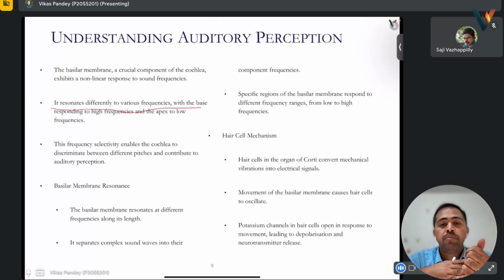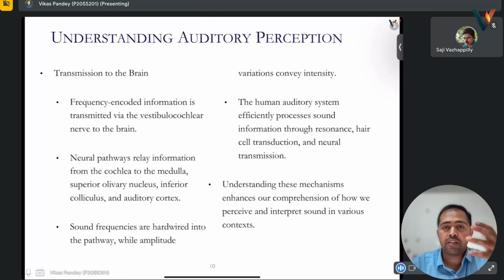On this basilar membrane, there are hair cells. The hair cell in the organ of Corti converts the mechanical vibration into an electrical signal. The movement of the basilar membrane causes hair cells to oscillate, and since different parts respond to different frequencies, potassium channels in these hair cells, which are connected to the neural pathway, open in response to this movement, leading to depolarization and neurotransmitter release. Thus we are generating this electrical signal. Then it is transmitted to the brain.